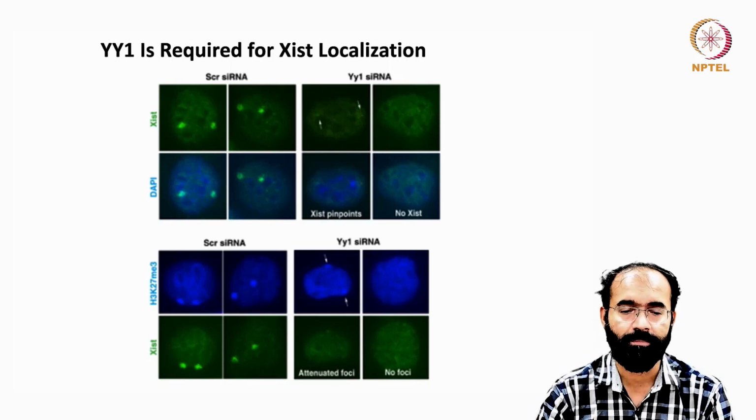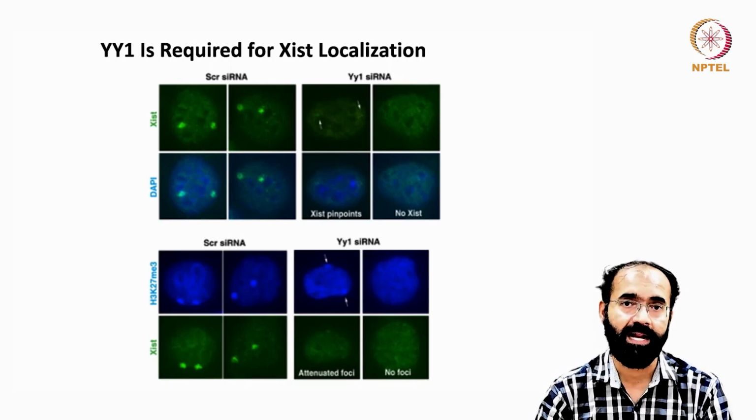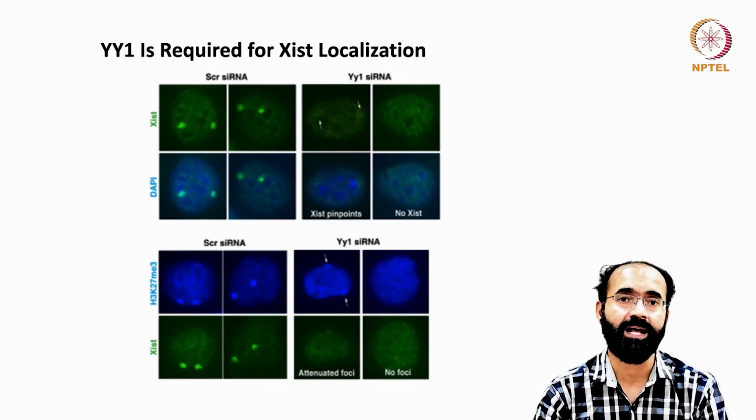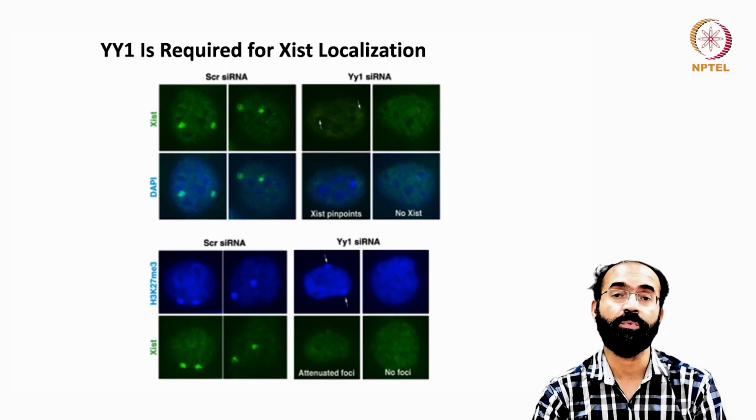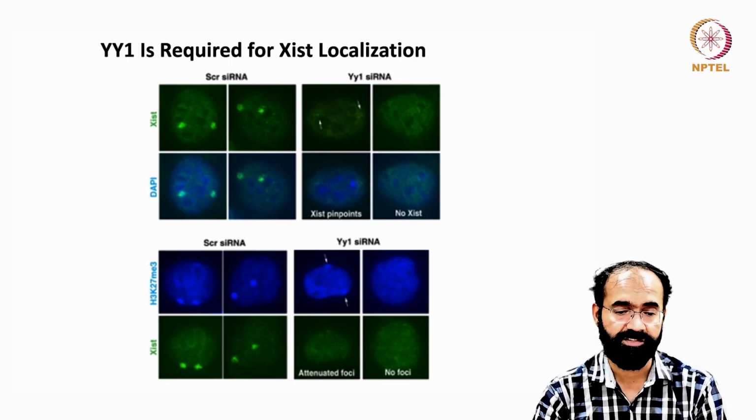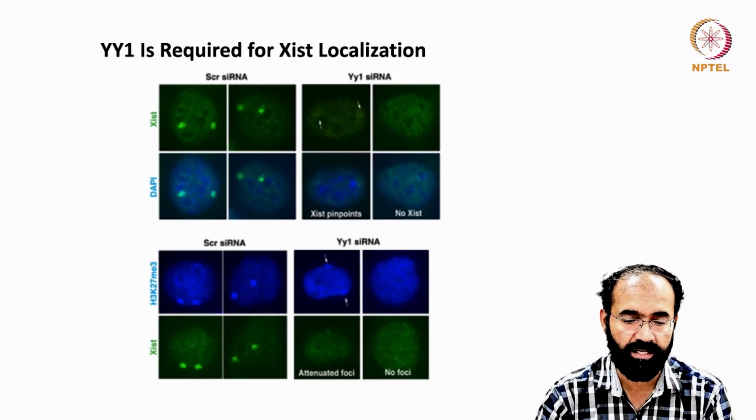So in this experiment, you have scrambled siRNA. That means it is not targeting any mRNA, it is random. Whereas this is targeting the YY1 mRNA. As a result, the YY1 protein is not formed. And the bottom panel is the DAPI that marks the nucleus. So the blue color is marking the nucleus.